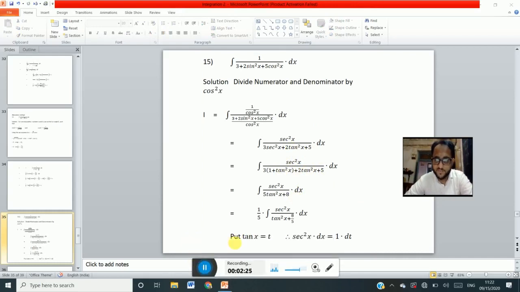Replace the sec square in the denominator by 1 plus tan square. The numerator is not to be replaced, only the denominator. Replace sec square by 1 plus tan square. So 3 into 1 plus tan square plus 2 tan square plus 5, right? So after simplification what we get: 3 into 1 is 3, plus 3 tan square, plus 2 tan square means 5 tan square x, plus 3 plus 5 means 8, right?